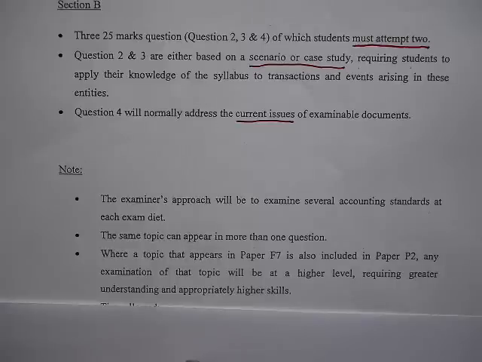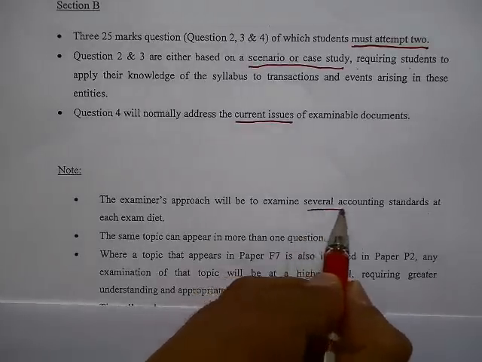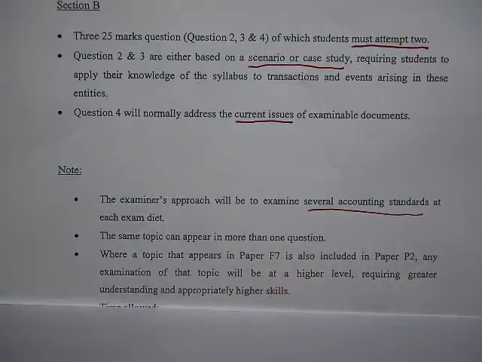The examiner's approach will be to examine several accounting standards at each exam diet. The same topic can appear in more than one question, i.e., in Section A as well as in Section B, where a topic that appears in paper F7 is also included in paper P2. Any examination of that topic will be at a higher level, requiring greater understanding and appropriately higher skill.